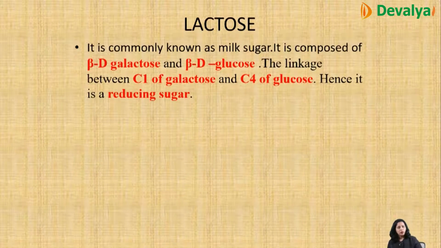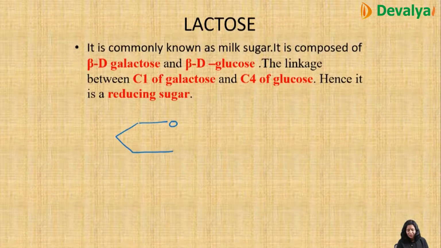Next is the lactose. It is commonly known as milk sugar and is composed of beta D galactose and beta D glucose. Carbon 1 of the galactose and carbon 4 of the glucose will combine, and it is again a reducing sugar. Now we'll draw the structure of galactose and glucose. There is only a minor difference between the galactose and glucose. CH2OH, H. For beta, every time OH on the upper side, remember.